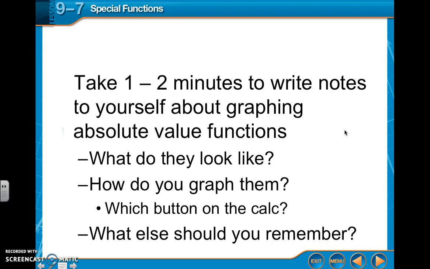Okay, so that was a quick overview of absolute value. So pause the video again and write yourself a couple of notes on your flashcard about absolute value. What does it look like? How do you graph it? What button do you use on the calculator? And what else should you remember?